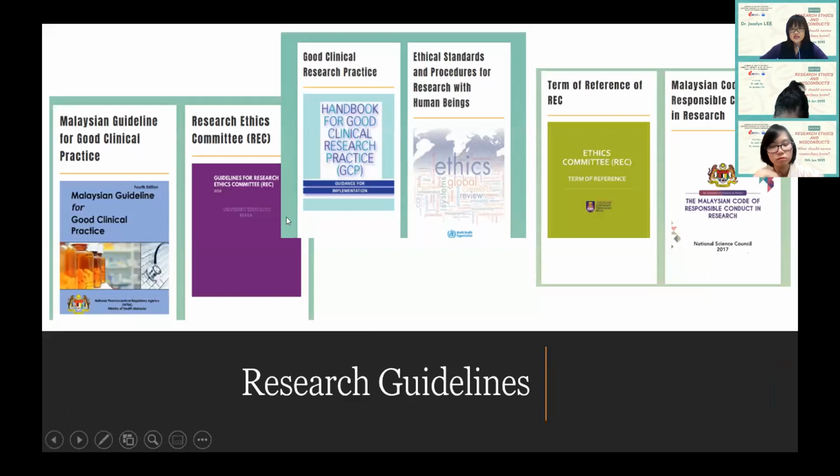So we have these research guidelines, as you can see on the screen, Malaysian Guideline for Good Clinical Practice, published by the Ministry of Health. We also have a research ethics committee, this by the university, and we also refer to good clinical research practice. There's another one which you cannot see on the screen, the International Ethical Guidelines for Health-Related Research Involving Humans. This is prepared by the Council for International Organizations of Medical Sciences in collaboration with the World Health Organization, published in 2016. Another one is the Handbook for Good Clinical Research Practice, GCP, Guidance for Implementation, World Health Organization. Yeah, in all of these, they give you the guidelines that you need to follow.